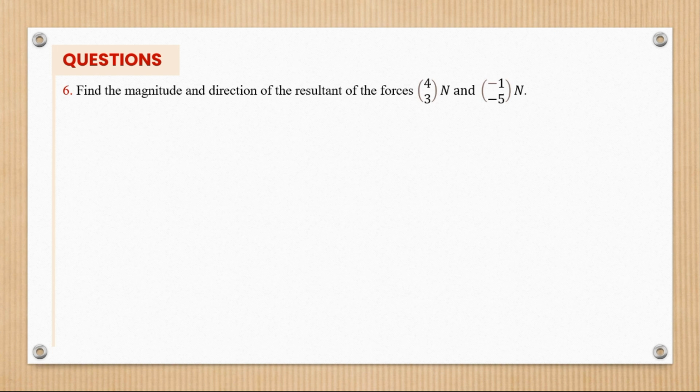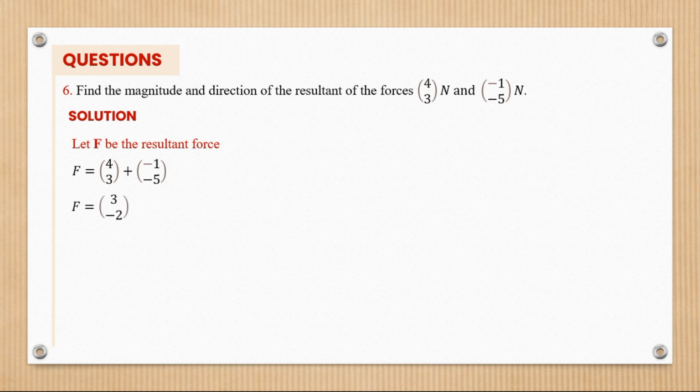Question 6. We're being told to find the magnitude and direction of the resultant of the forces (4, 3) newtons and (-1, -5) newtons. So how are we going to solve this? We're going to do the exact same thing. We let F be the resultant force, and then we have F equal to (4, 3) plus (-1, -5). So F shall be (3, -2) if we total them.